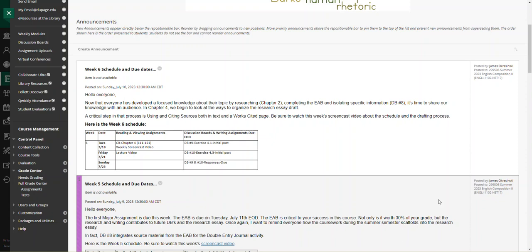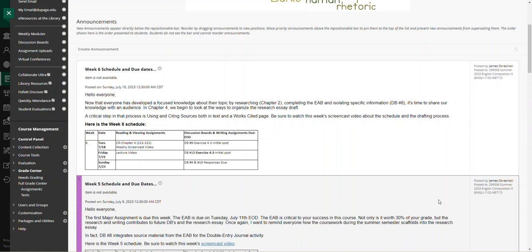So, as I mentioned in the announcement here, after all of our efforts between researching, completing the annotated, and working with some source material in the way of specific quotes, paraphrases, or summaries, it's time to draft. So therefore, the goal is to share your information with an audience, right?